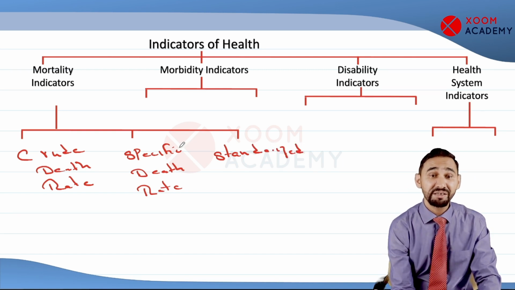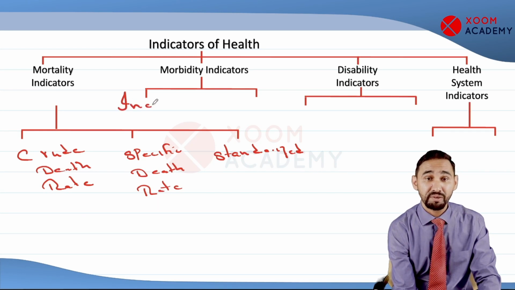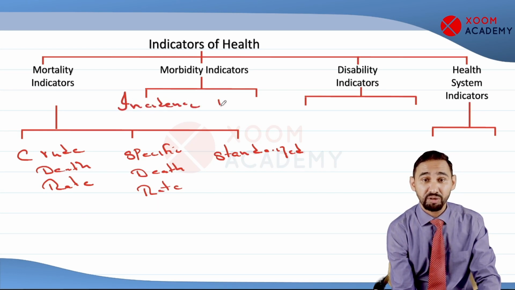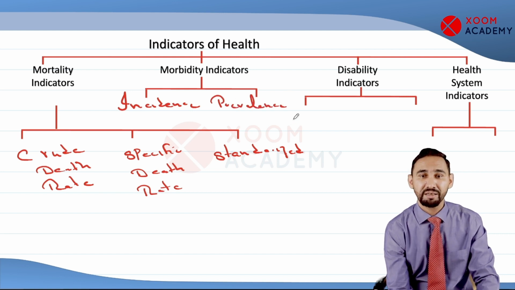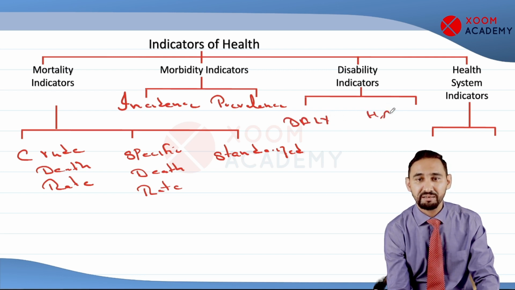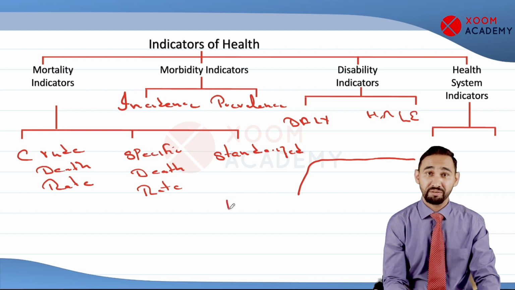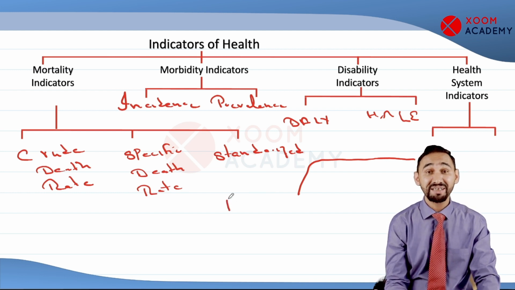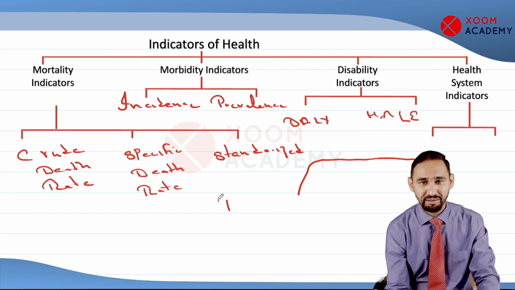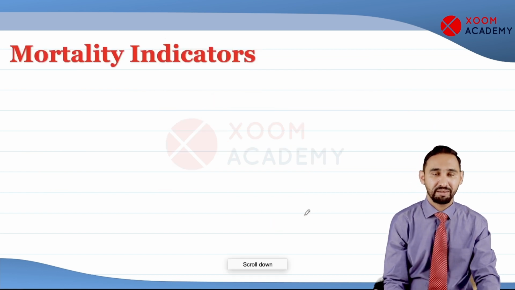Morbidity indicators are incidence and prevalence. They show the number of cases. They show the burden of disease. Disability indicators are disability adjusted life years and health adjusted life expectancy. Then we'll see health system indicators. They are two things. One is provision of services, the other is utilization of services. There must be a balance between provision and utilization. Let's discuss them one by one.